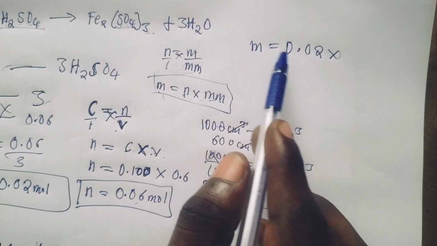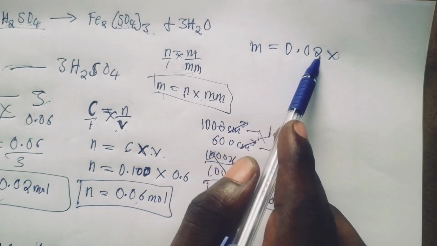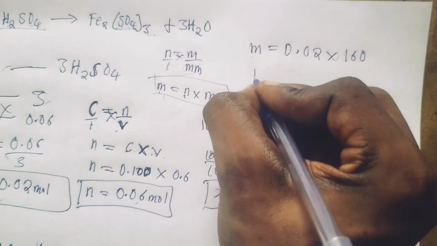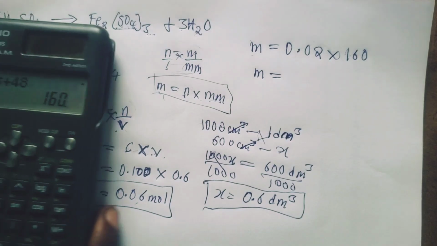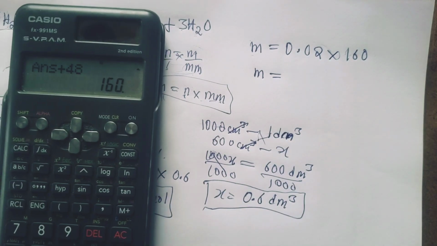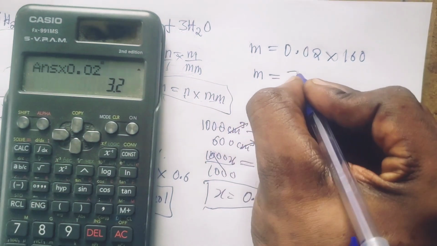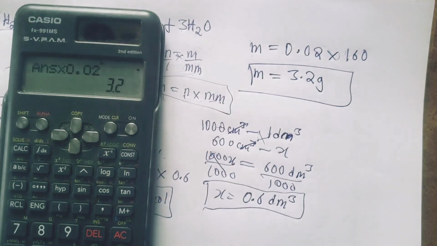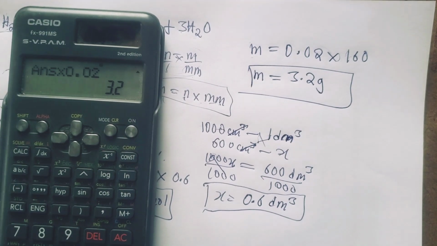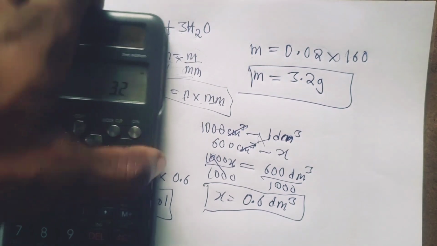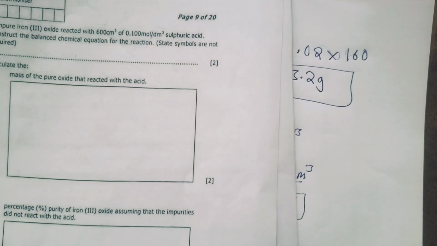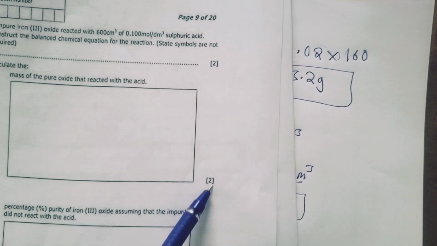Then we come here. The mass of this oxide is equal to the number of moles we calculated, 0.02, multiplied by the molar mass we calculated, 160. It's giving us 3.2 grams. So this is 3.2 grams of what? Of pure oxide. That's the one they asked about, and it had only 2 marks. So you need to calculate all these equations for 2 marks.